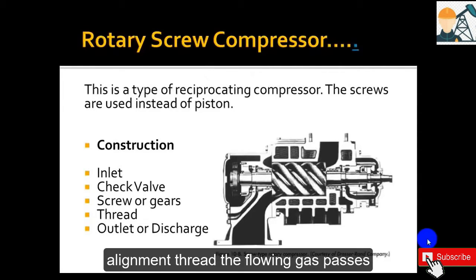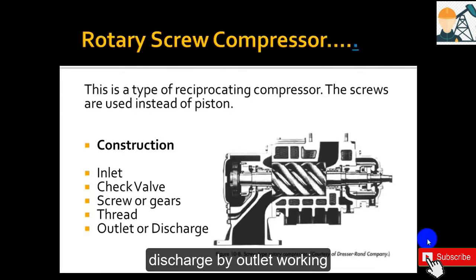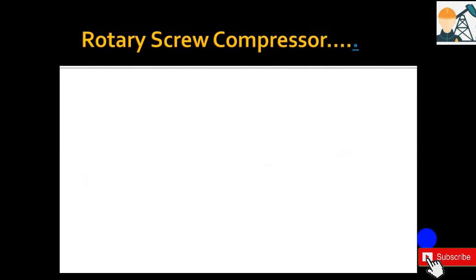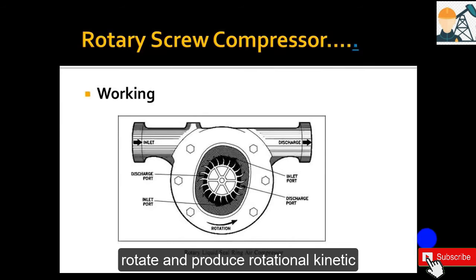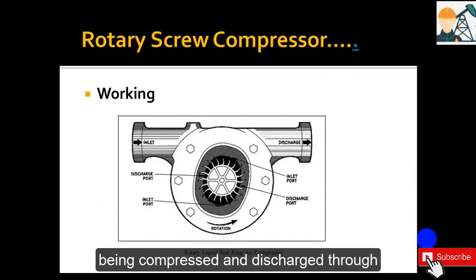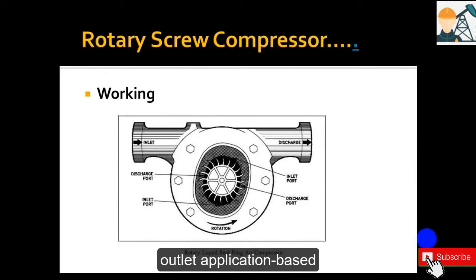Thread. The flowing gas passes through the thread section and is compressed. Outlet. The compressed gas is discharged by the outlet. Working. The gas enters through the inlet. The screws rotate and produce rotational kinetic energy of the gas and move the gas through the thread. In the thread section, the gas is compressed and discharged through the outlet.